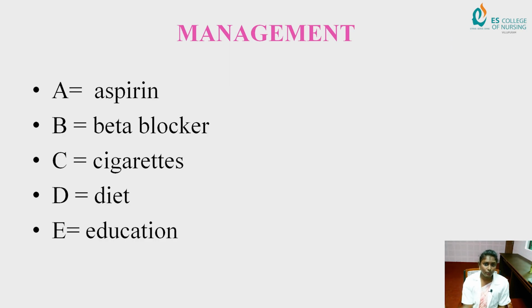For management, you have to keep in mind the mnemonic A, B, C, D, E. A is aspirin, B is beta blocker, C is cigarettes, D is diet and E is education regarding angina pectoris prevention and treatment.